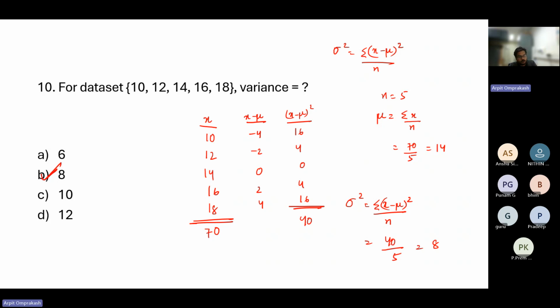X minus mu how? So basically we have x and we calculated mu to be 14, right? So x minus mu is 10 minus 14 is minus 4, 12 minus 14 is minus 2, 14 minus 14 is 0, and similarly for the rest. Then we have x minus mu whole square, so we just square these values and then add them up, right? Does anyone have any questions here?